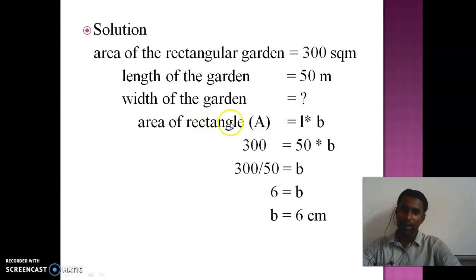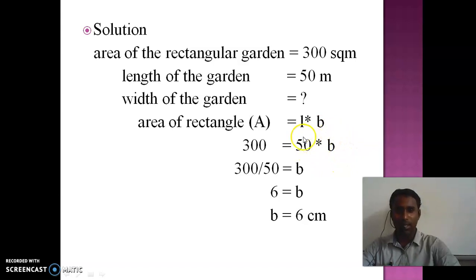So the area of a rectangle, that formula, capital A represents area. A equals length into breadth. This is L, this is breadth. So substitute the values here. 300 square meter, so 300 you have to substitute here. So 300 is equal to 50 multiplied by the breadth value. Here I mentioned it as B. So 300 equals 50 into B. I need the value of B alone.